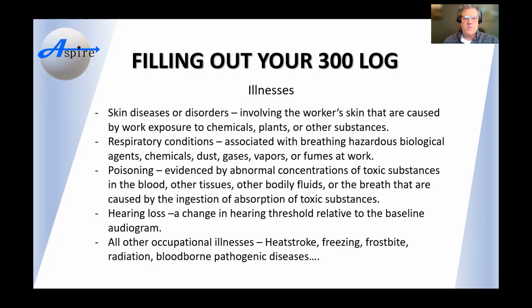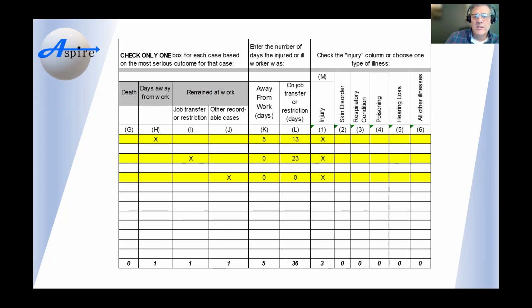Hopefully, knock on wood, we don't see that very often. Poisoning happens primarily in other industries, but every now and then we see this, with this toxic substance thing. The fourth one there, hearing loss, we mentioned that earlier: a change in hearing threshold relative to the baseline audiogram. That is an illness, not an injury. But those are your 5 categories of illness that correspond to categories 2 through 6.